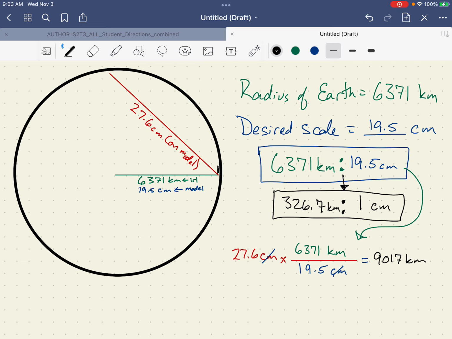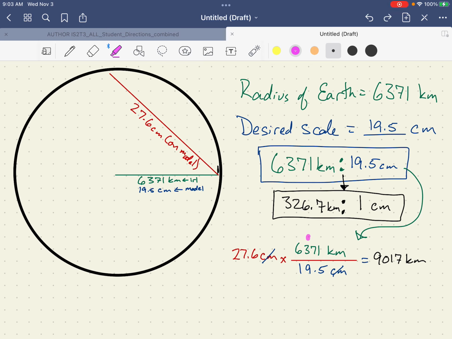Okay, I take 27.6 times 6,371 divided by 19.5, and I get 9,017 kilometers and some decimals after that. So when I round it to 9,017 kilometers, you'll get that answer. Now, if I'm doing this calculation many times, I don't want to have to put in my calculator this big long thing again and again and again.